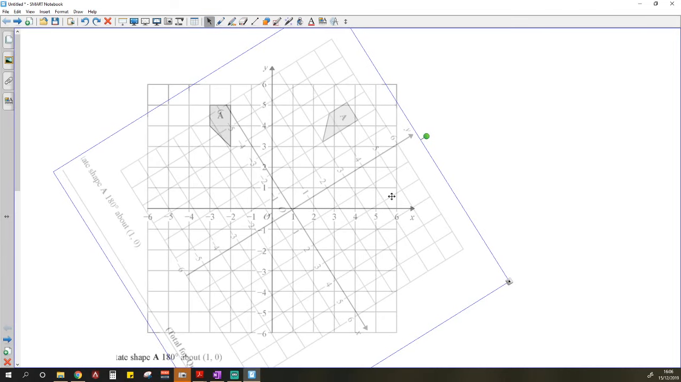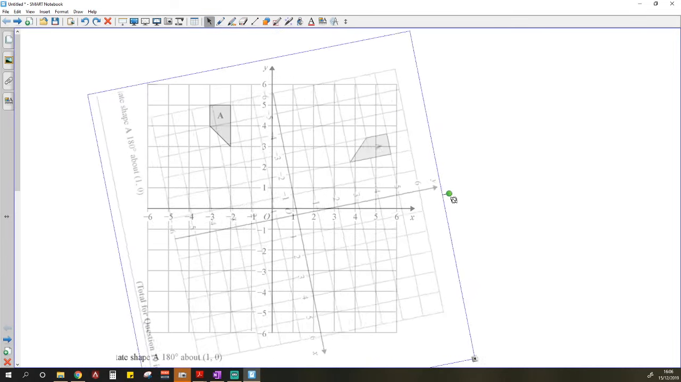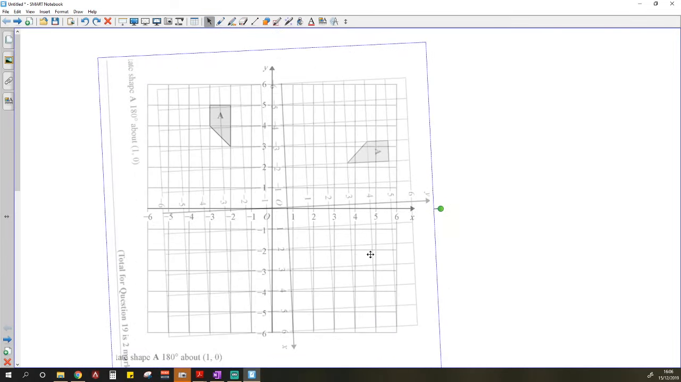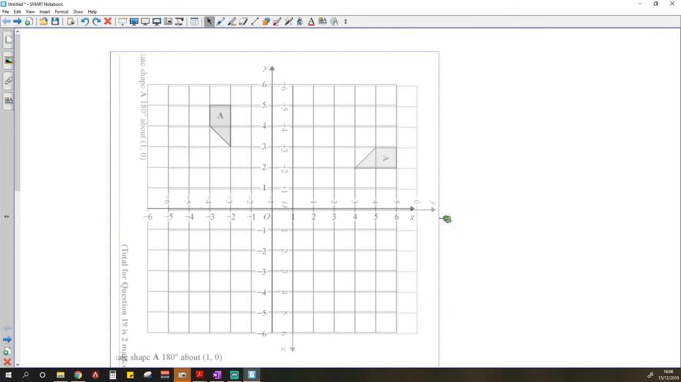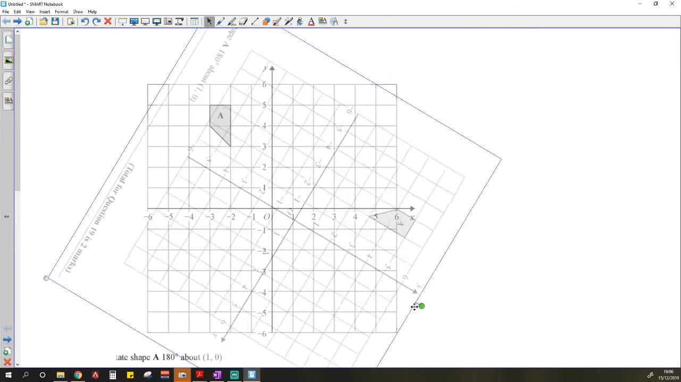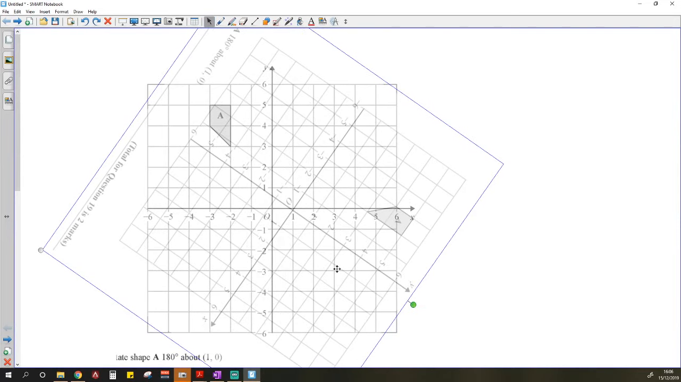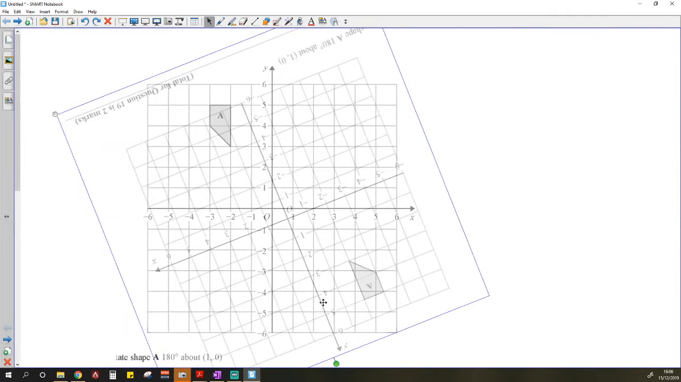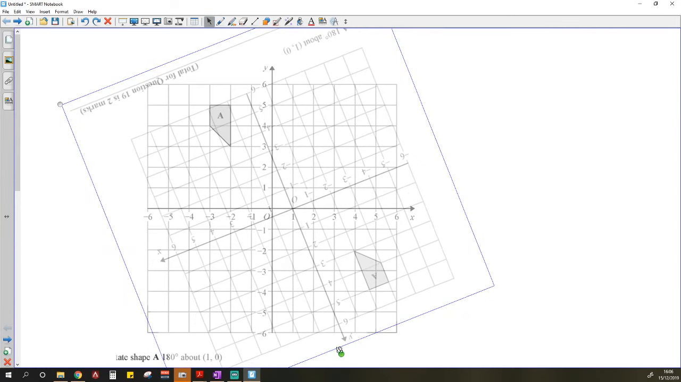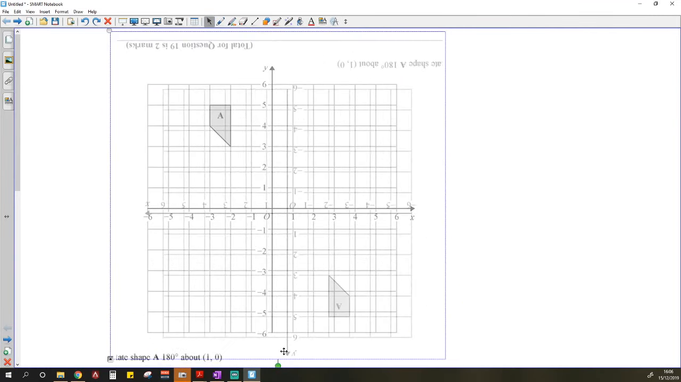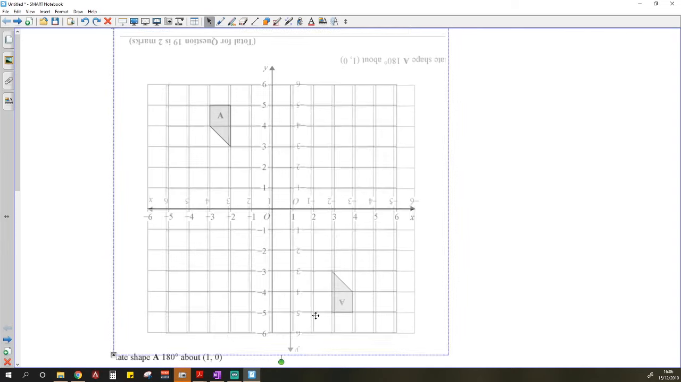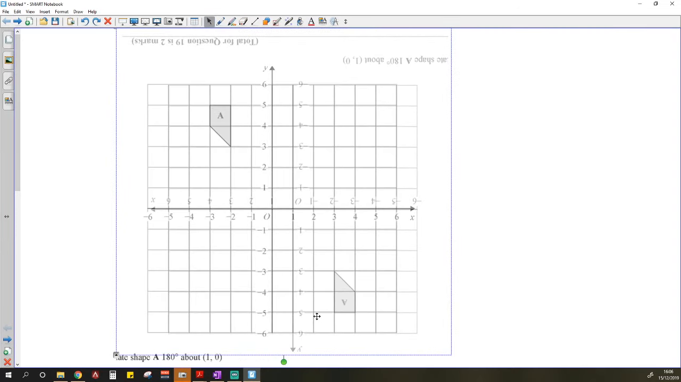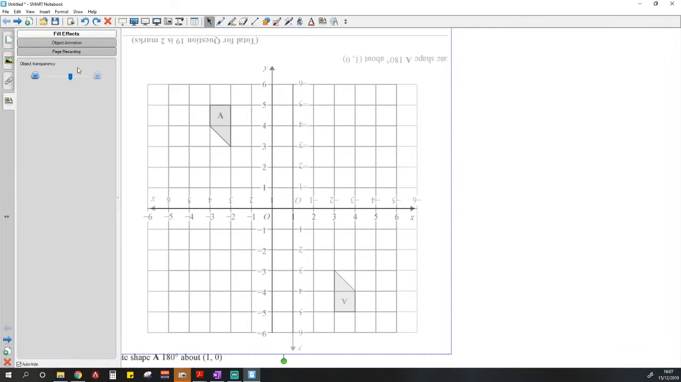So that's 90 degrees here. Almost. That's 90 degrees. Need to go one more turn to get it to 180. I'm trying to do it as accurately as possible. That's 10 there, and that's 180 degrees. So your shape should look a little bit like that.